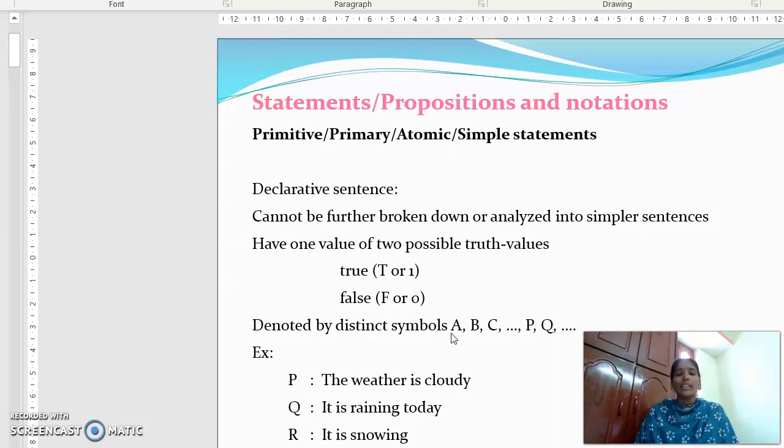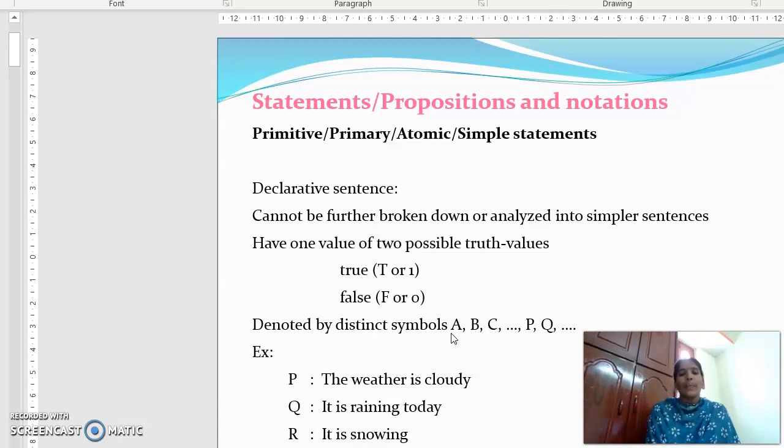So here the statements are: the weather is cloudy, it is raining today, it is snowing. And the notation is nothing but using some special symbols, some alphabetical symbols, to represent and notate these statements. Here P, Q, R are the notation symbols, and the weather is cloudy, and the remaining two are the statements.